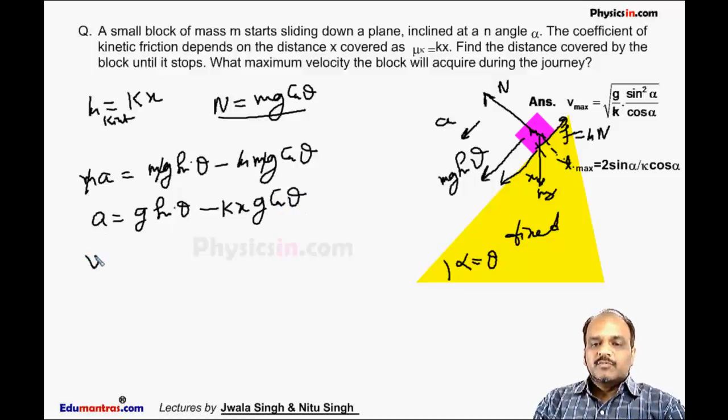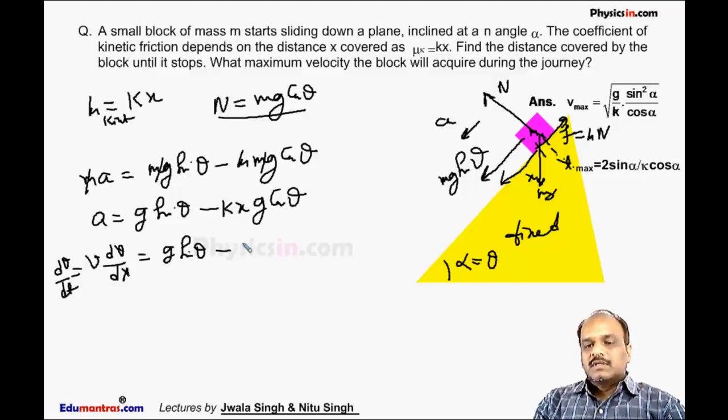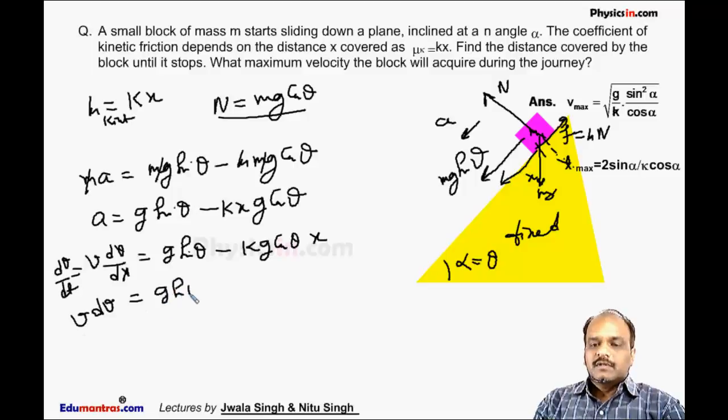Now the acceleration a can be written as v dv by dx. This is also equal to dv by dt. So from here we can write this as g sin theta minus k into g cos theta into x. So v dv is equal to g sin theta dx minus kg cos theta into x dx.